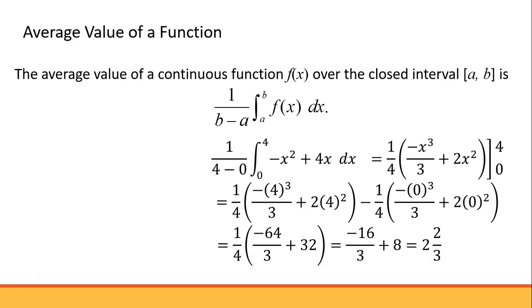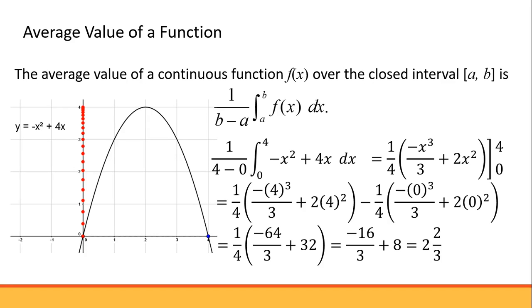So what we're saying is that the average y-coordinate for all of the x-coordinates along that graph is 2 2/3, which looks pretty consistent with our picture. If you look at all those red dots and think about their y-coordinates, you have a lot more dots that are greater than 2 than less than 2. So the average of all those y-coordinates is 2 2/3.